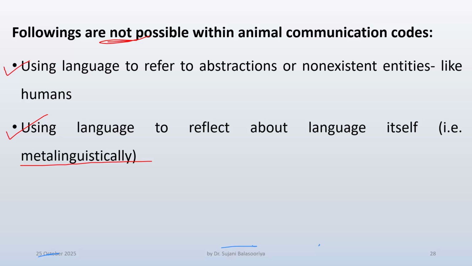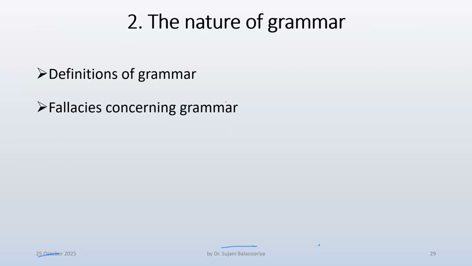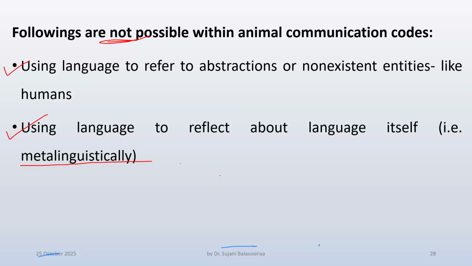So that is why here they are introduced as not possible. Not possible within animal communication codes, right? Hope you are following what I'm putting here. That's it. That part is over. I was discussing mainly the nature of human language, and during the latter part of the discussion, I referred to the animal communication codes. In the meantime, I was comparing animal communication patterns and human languages. That's what I did so far.